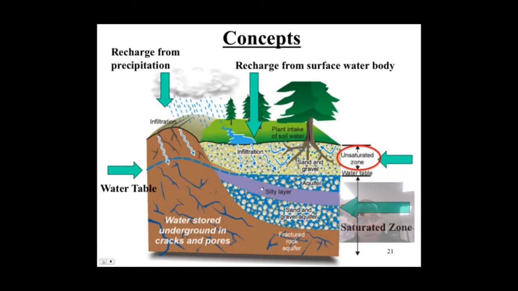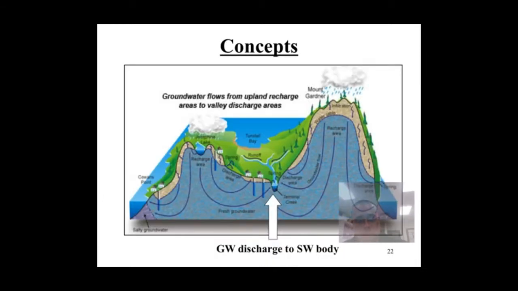So a few things here. Recharge from precipitation. Over on this side, I want you to, if these arrows are not in, put them in and go ahead and label these diagrams. We have recharge from precipitation, recharge from a surface water body right here. Let me see the water table, of course, the unsaturated zone, and the saturated zone. Okay, which remember is the groundwater zone.